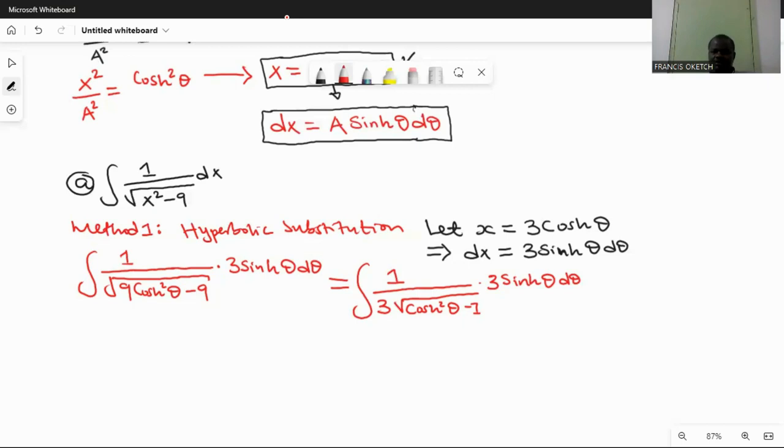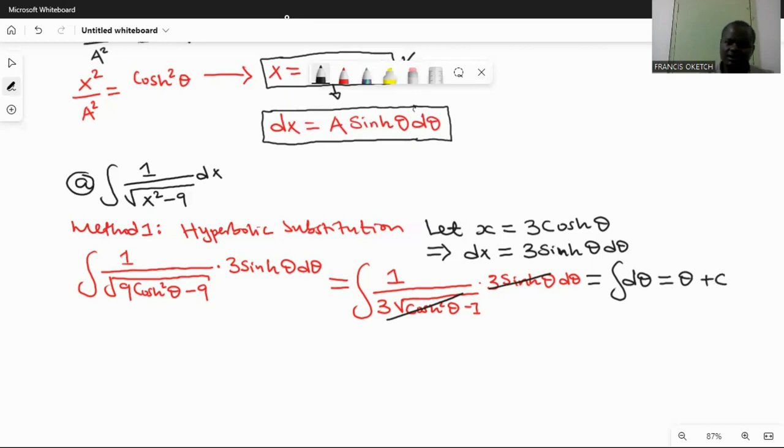Now, you need to ask yourself, what is cosh squared theta minus 1? We said that is the same as sinh squared theta. And because that is under the square root, when you take the square root, you get sinh theta. So we have 3 times sinh theta in the denominator. So the whole of that will cancel with the other 3 sinh theta, so that our problem is that of integrating 1 with respect to theta. And the answer here is theta plus c.